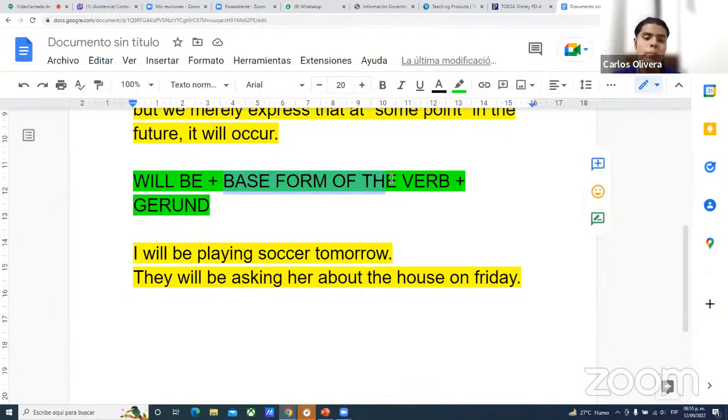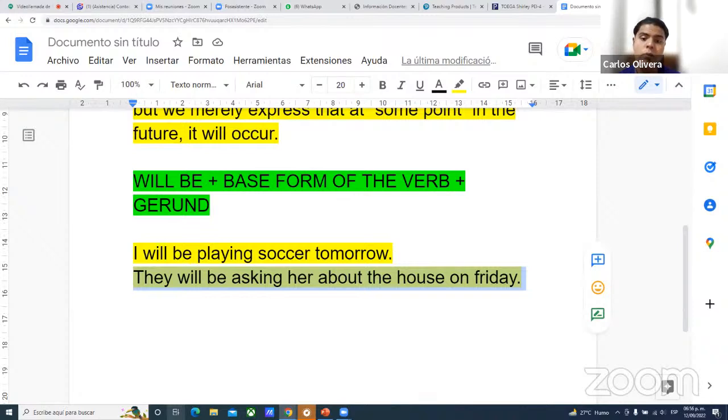It's the verb without the to. So they will be asking her. Notice the gerund, it is also fulfilled. The gerund, ing. They will be asking her about the house on Friday. And as you can see, the sentence is not specific, right? You're expressing that yes, in the future, they will be asking her about the house. And what is the parameter you give? The parameter is on Friday, el viernes. They are going to ask her about the house on Friday. That is your parameter.